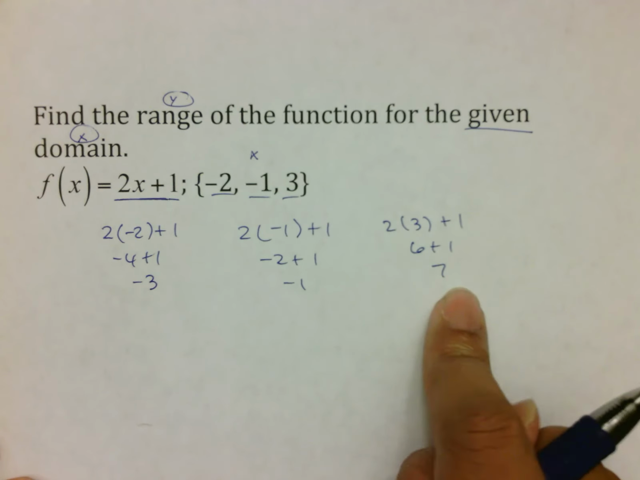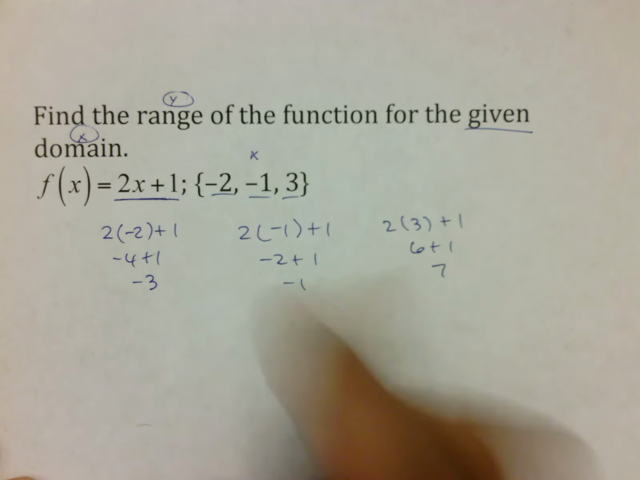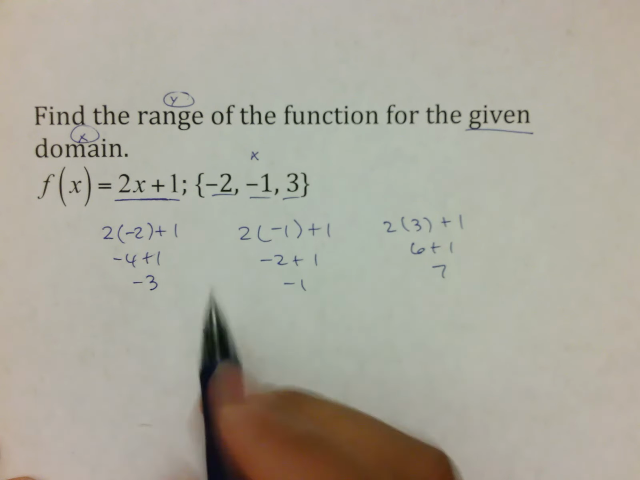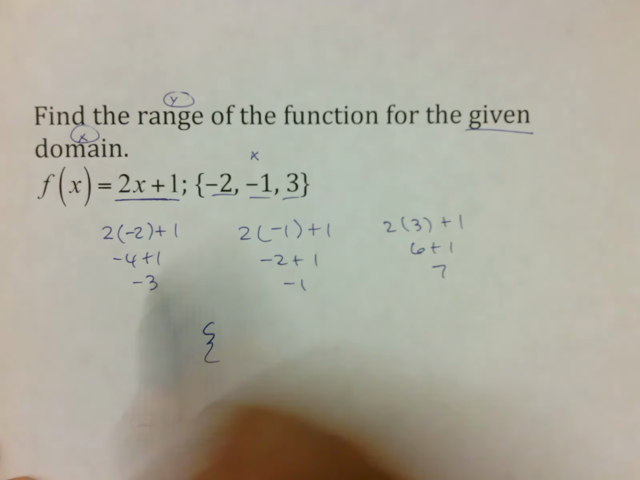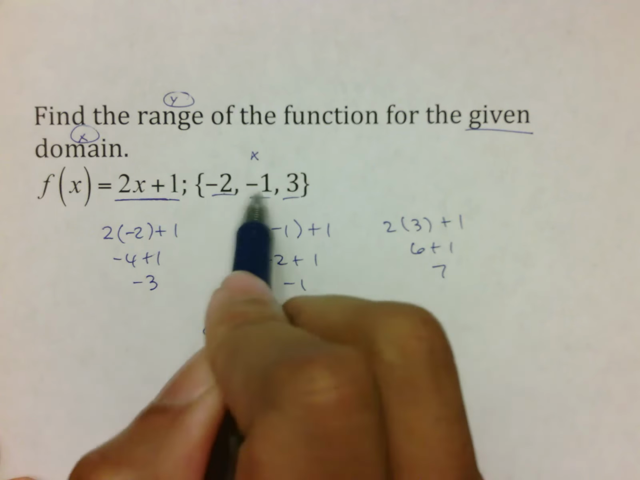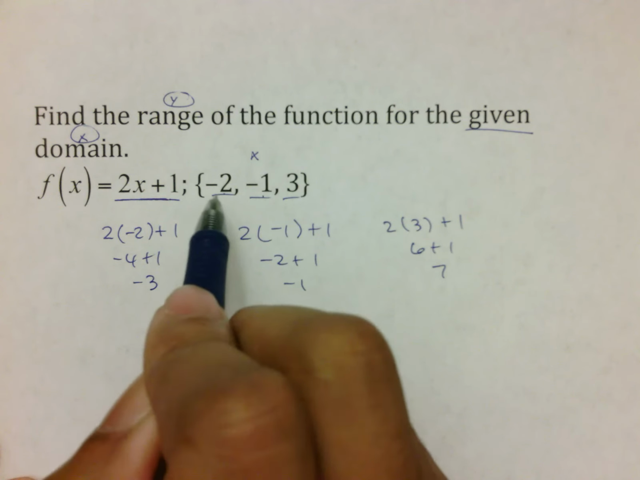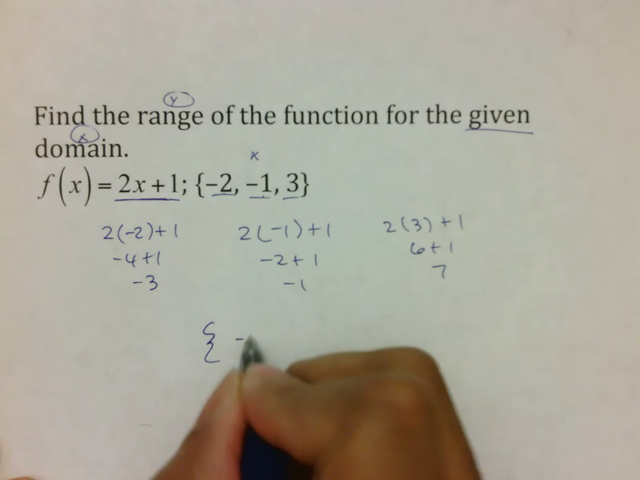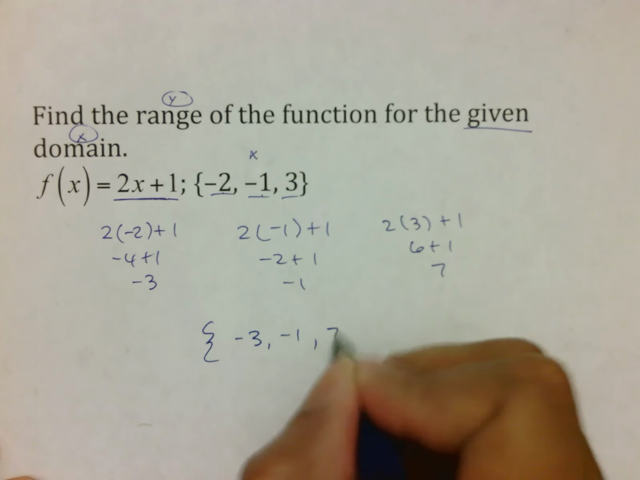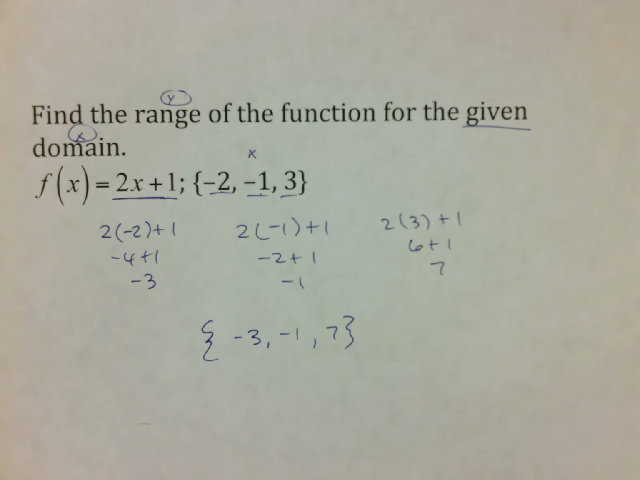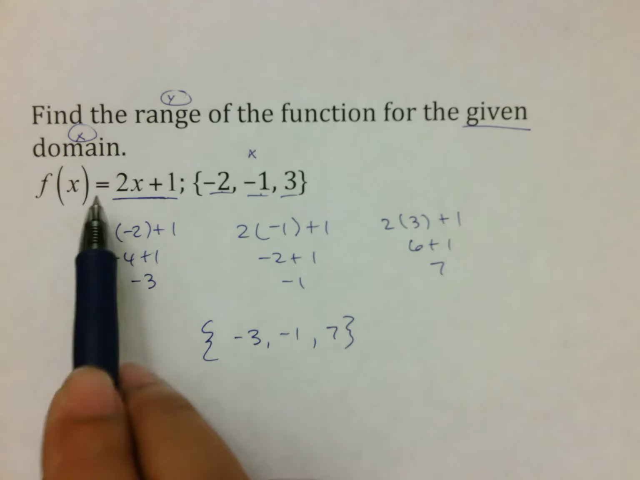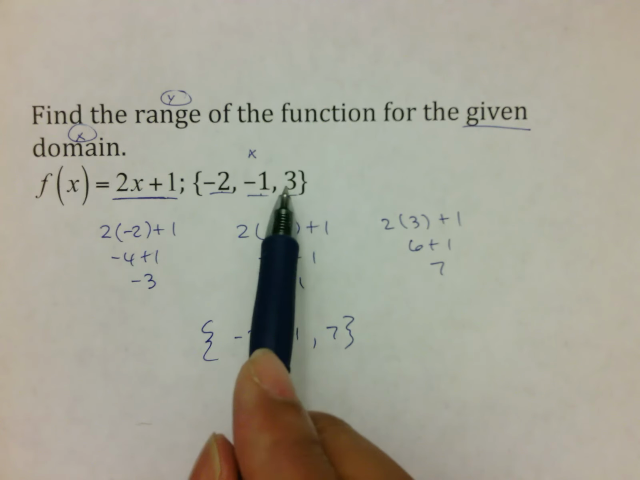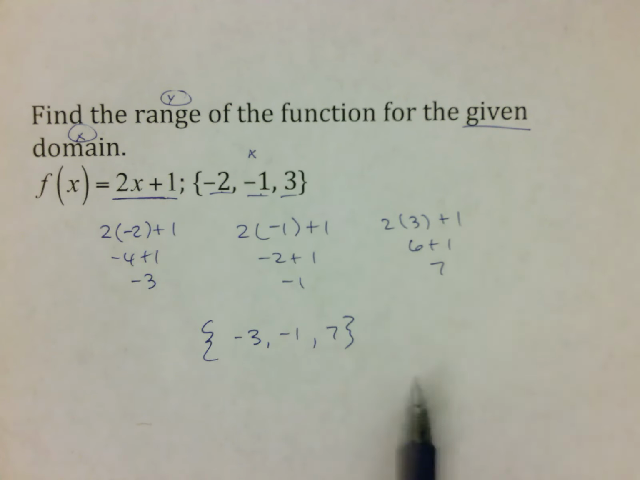These are all the values that came out. That means that represents my range. And so it said find the range of the function for the given domain. It means that if this was my domain, if all I had in there in this problem was negative 2, negative 1, and 3 for my x's, that my y's would be negative 3, negative 1, and 7. That's all it is. It's pretty much like an evaluate question with three different problems all in one, and you want three different answers or three answers all in one.